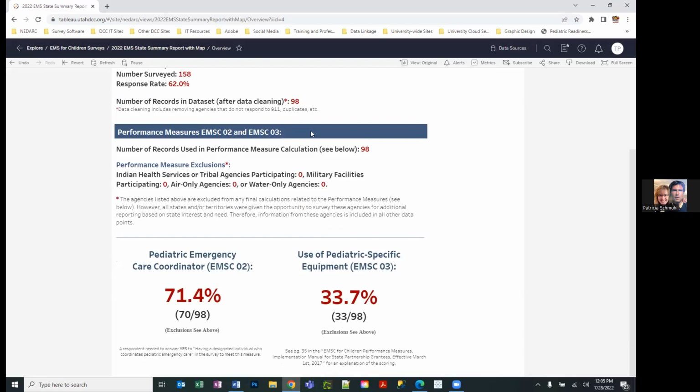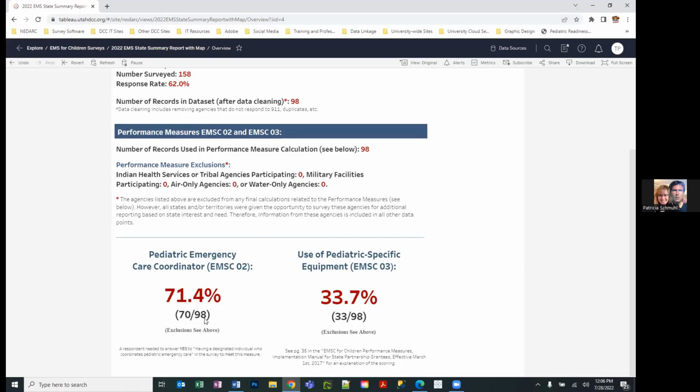Then we have performance measures, which again can change this number. The performance measures do have exclusions according to the EMSC program right now. This may change in the future, but IHS, tribal, military, air only, and water only agencies are excluded from the calculation. If you did survey IHS services, which we absolutely encourage you to do because we need that information, or military or air only, it really helps you to see your state. This number may go down, because if you had 98 here, this may say 96.